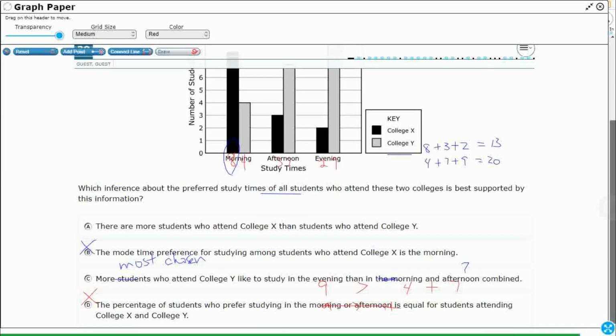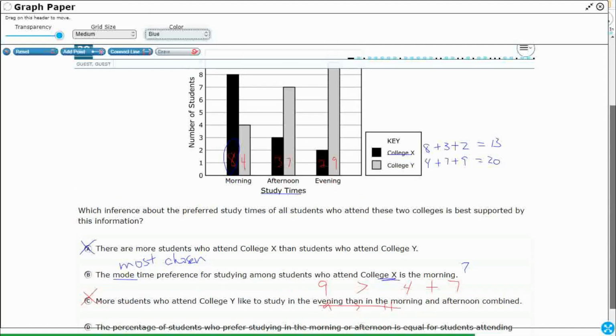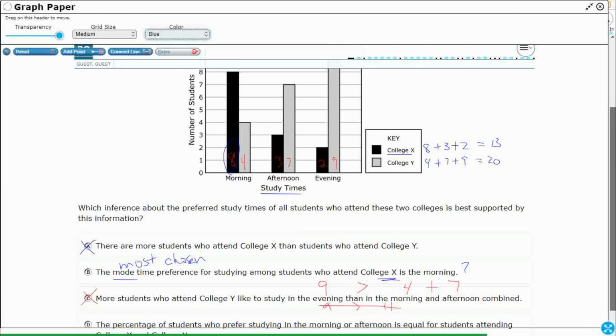Let's just verify our D here. The percentage of students who prefer studying in the morning or afternoon is equal for the students attending college X or Y. Okay. Percentage of students for morning or afternoon is equal for X and Y. Okay, so let's look at those 2 real quick. So my morning or afternoon, let's go back to my numbers here. Right, so that's going to be 11 for college X out of 13. And then for college Y, that is going to be 11.